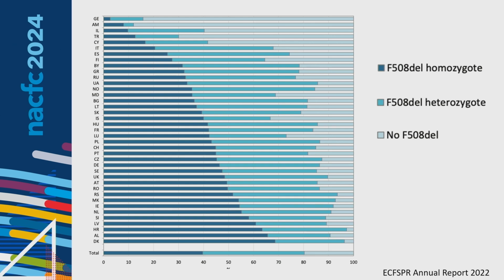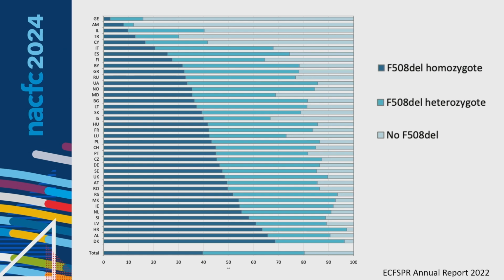So this is from the European CF Society, their patient registry report from 2022. And this on the left is the countries, which the fact that they abbreviate in 2 letters really made me scratch my head a bit. I was like, wait, Germany, is that low? And it's like, no, that's Georgia. But you can see this is showing what percentage in each country is either homozygous or heterozygous for F508del, and then those with no F508del.